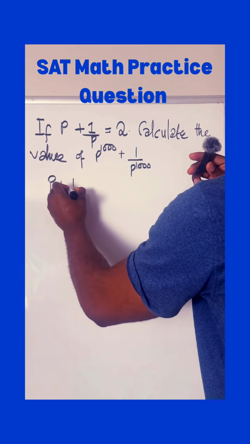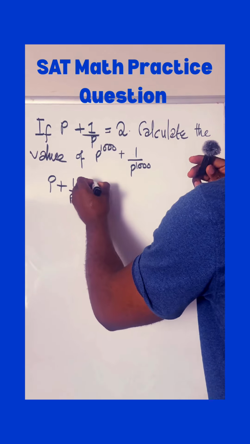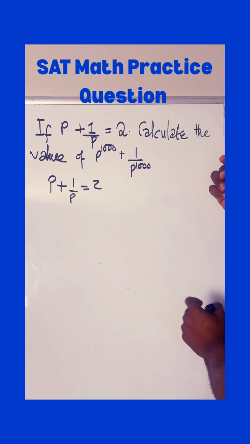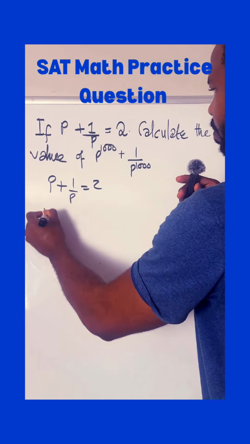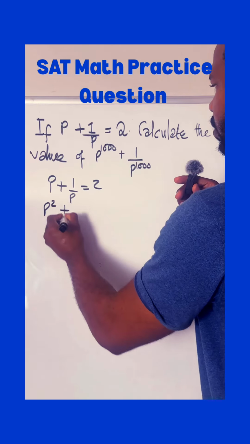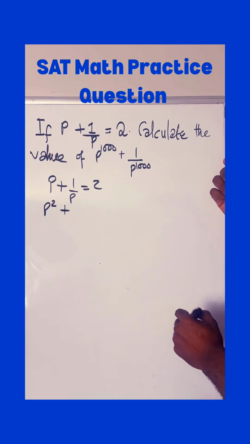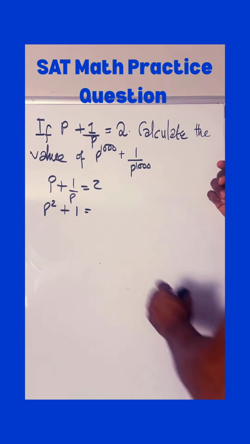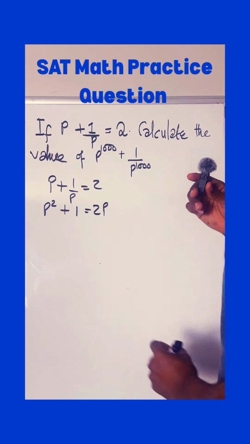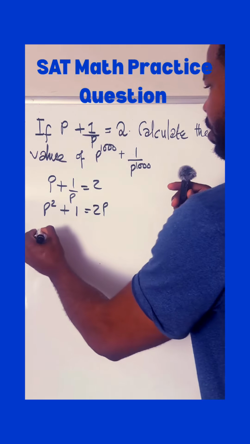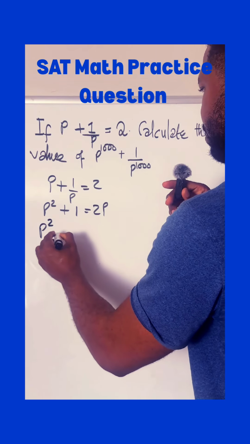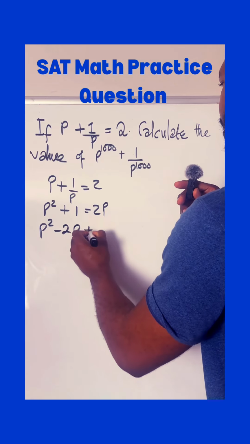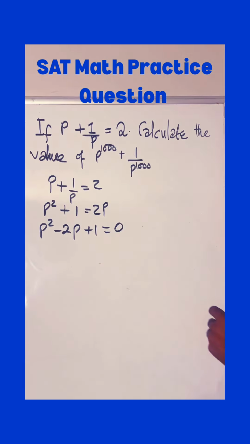p plus the inverse of p equals 2. I'm going to multiply throughout this equation by p. When I do that, I have p multiplied by p, that's p squared, plus p multiplied by the inverse of p gives me 1. We know that already. And when I multiply 2 by p, that gives me 2p. I can rearrange this quadratic equation to result in p squared minus 2p plus 1, and this equals 0.